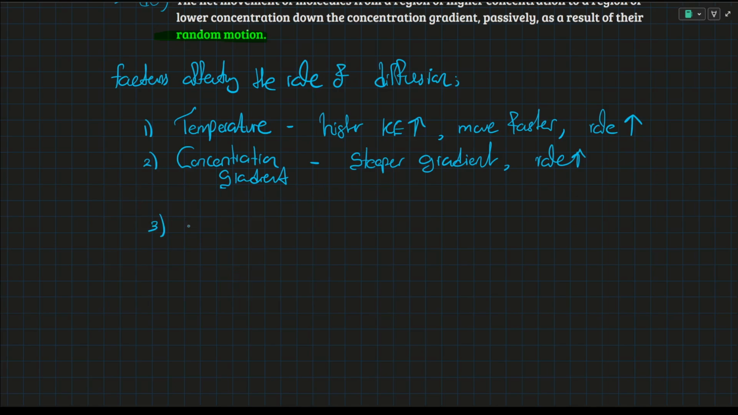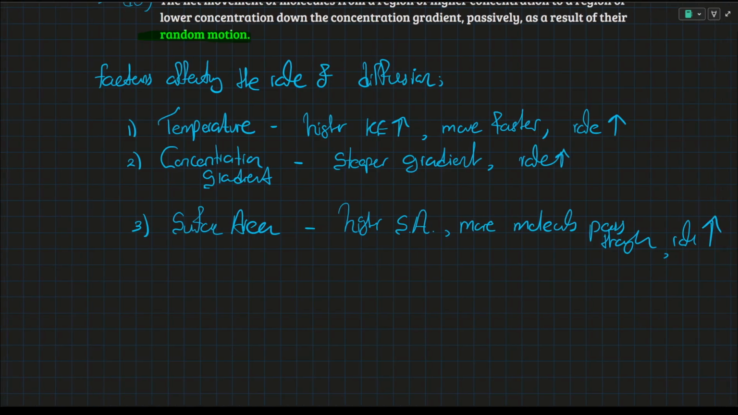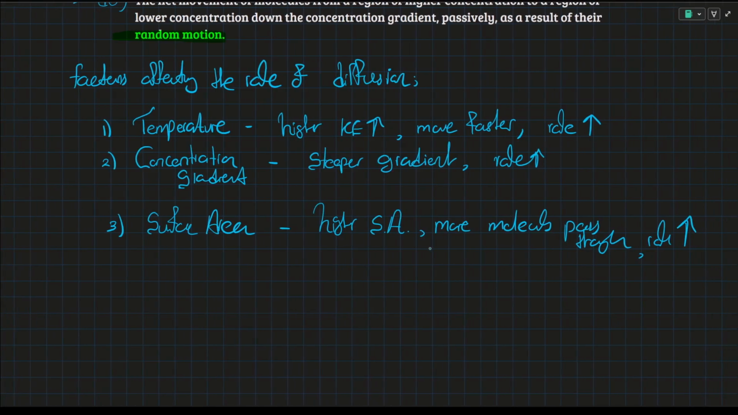The third factor would be the surface area. Surface area available for particles to move. So obviously, if you have a higher surface area, more molecules pass through. Still, all of this is IGCSE knowledge, so the rate is ultimately going to be increased. The fourth and final factor would be the size of the diffusing molecules.